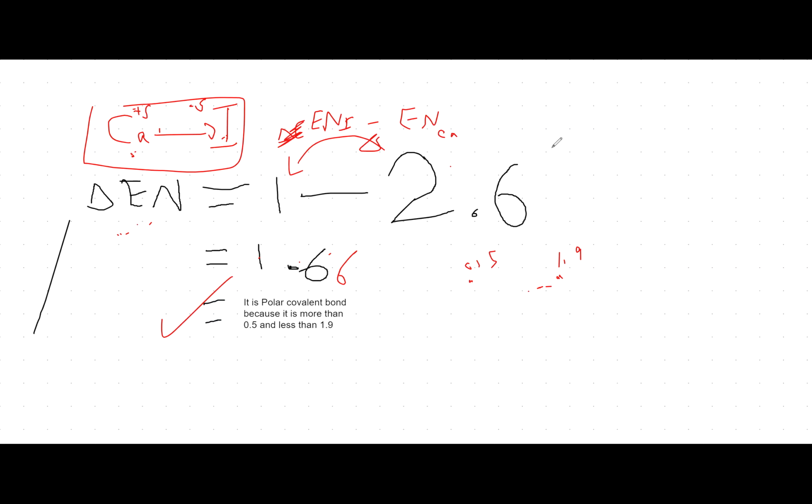Here, this is my periodic table. As I am going here, my electronegativity increases. Okay, as I am going like this, my electronegativity increases.